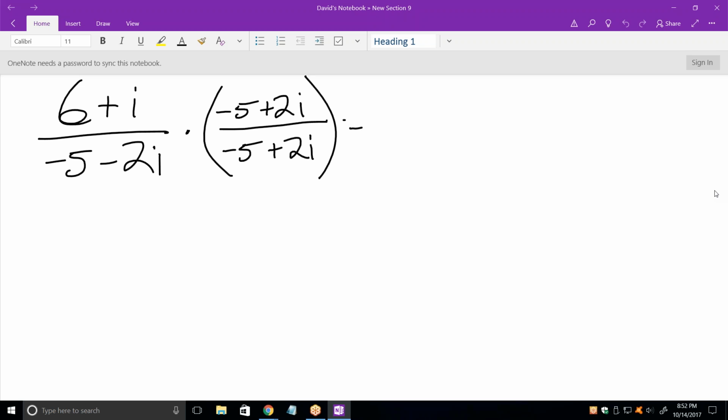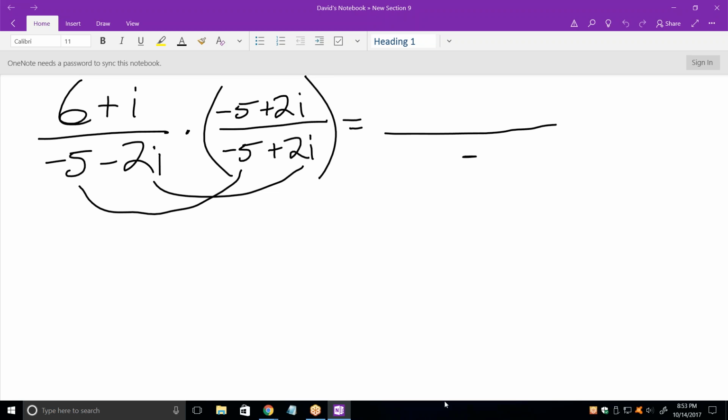Now, do the bottom first, just so you'll see that this always turns into a real number. What do you get when you do the bottom first? One way, let me give you an easy tip on how to do the bottom. Multiply that times that, and then subtract that times that. It's as simple as that. Okay. What do you get?